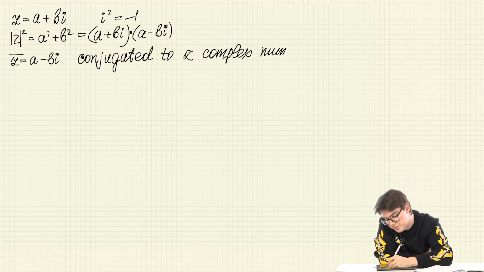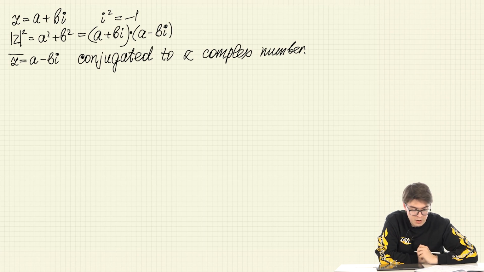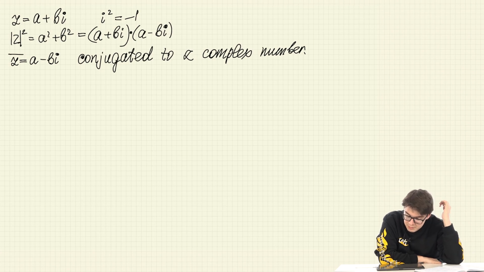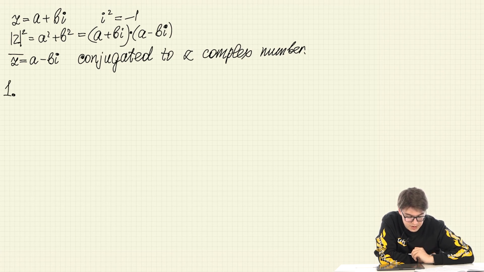Complex number. Okay, then we can also discuss some definitions of arithmetic operations over complex numbers. So first is adding and subtracting.